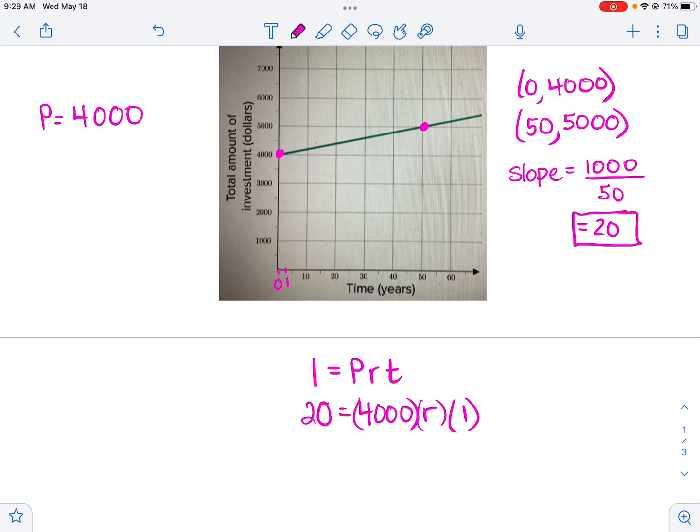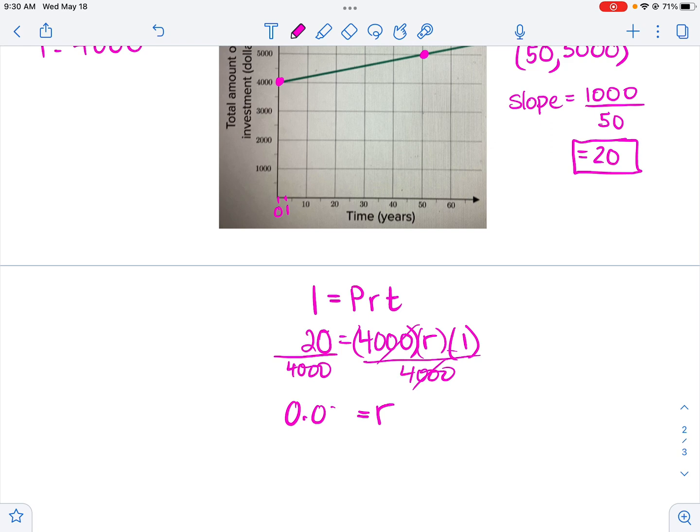Okay, so let's rearrange this and isolate R. So I'm going to divide both sides by 4,000. I don't need to divide by 1 because it will just be the same thing, so I can cancel those out. And R times 1 would just be R. So now I just have to do 20 divided by 4,000. And I get, oh my gosh, 0.005.